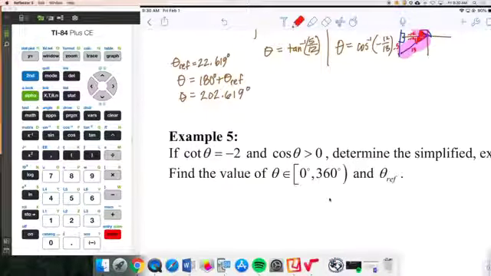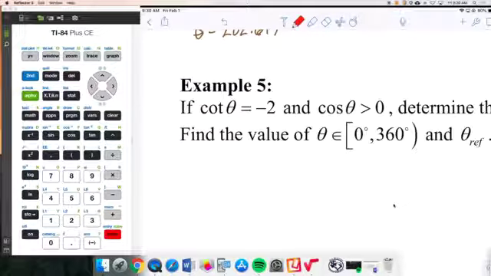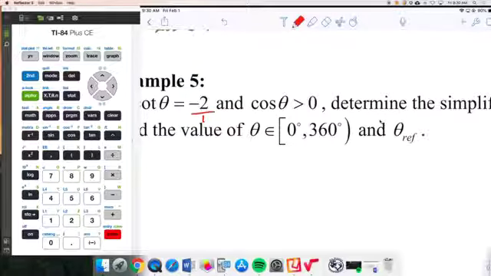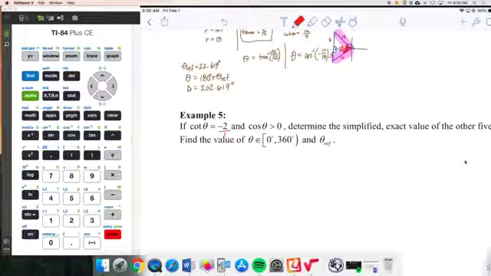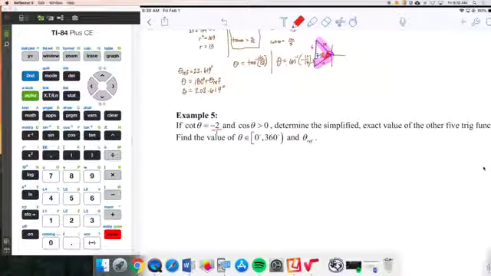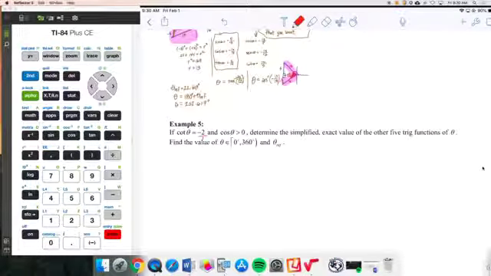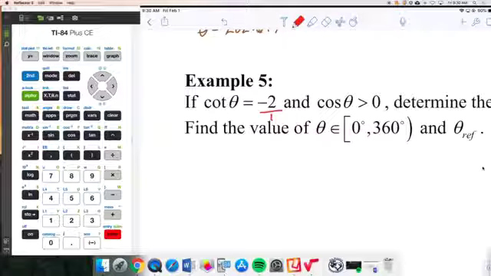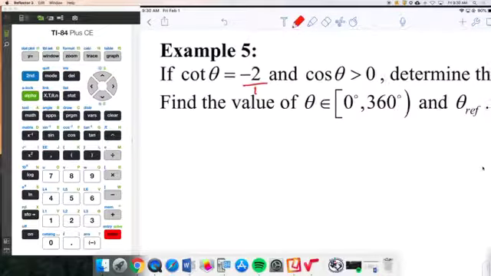Okay. How do y'all feel? Like you could do one on your own? No? Okay, good. Now I'll let you do it on your own. If cotangent of theta is -2, and I'll give you a hint since you're doing it on your own, that's -2 over 1. Because you're like, I don't even see a ratio. You could put it over 1. And cosine is positive. Determine the simplified exact value of the other five. Find the value of theta. Everything that we just did, okay?